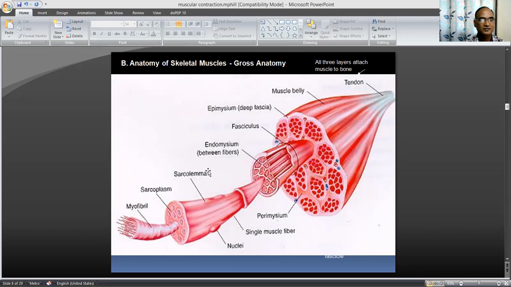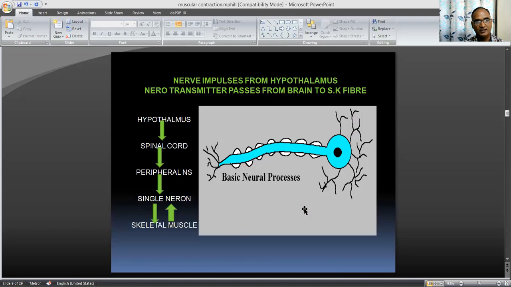After opening the sarcolemma, there is the sarcoplasm and the myofibrils or myofilaments, and in between there are nuclei. The single muscle fiber we call a myofibril. These myofibrils contract together to make a muscular contraction.